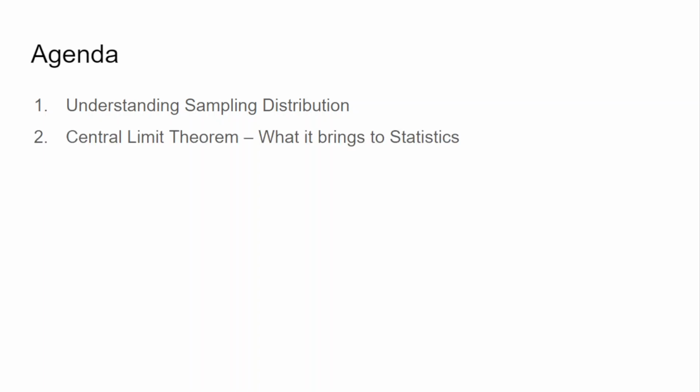Let's get started with central limit theorem, which will define for us the law of large numbers. So the key agenda today is, number one, we have to understand what a sampling distribution is. This is a terminology that we should be very comfortable with. And what does this central limit theorem really bring to the table? What is it making available for statistics?